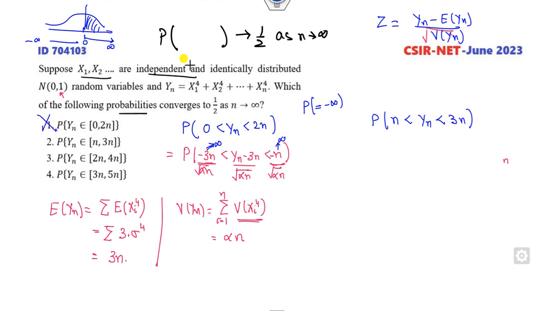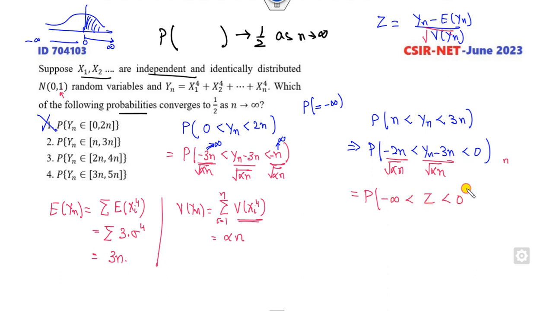Look at the second option. If I subtract 3n on both sides, we get minus 2n less than Yn minus 3n less than 0. If I divide this by the square root of alpha n, it is 0 and square root of alpha n. Now take n approaches infinity: this part will be minus infinity, this is Z, this is 0. And we all know this is half by the normal property. So this is the right answer.